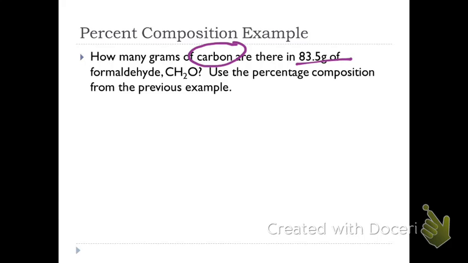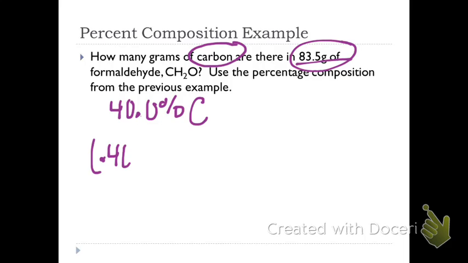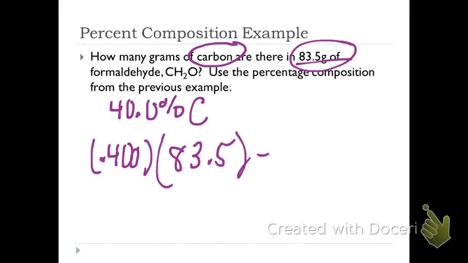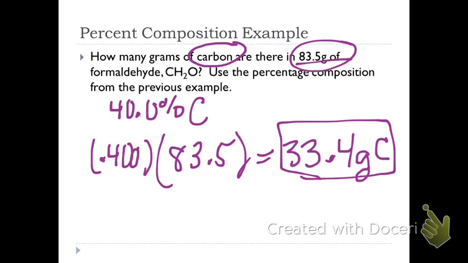Since we're worried about carbon, look back at the previous example and you know that 40% of formaldehyde by mass is carbon. So the question is, what's 40% of 83.5? And you'll have your answer. So 40% in a decimal times by 83.5. I'm going to stick with 3 sig figs, and I end up getting 33.4 grams carbon. And I'm done. It's really that simple.